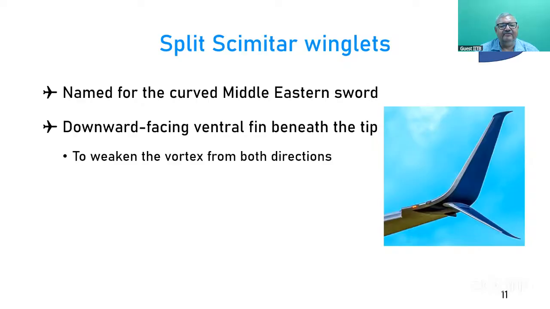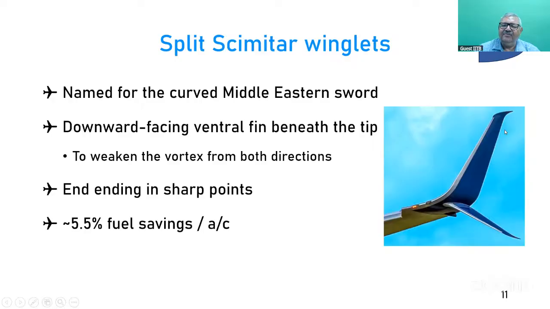So you have a downward facing ventral fin beneath the tip. The main purpose is to weaken the vortex from both directions. And if you notice, the ends are very sharp points. This kind of winglet has been shown to lead to around 5.5% savings in fuel per aircraft.